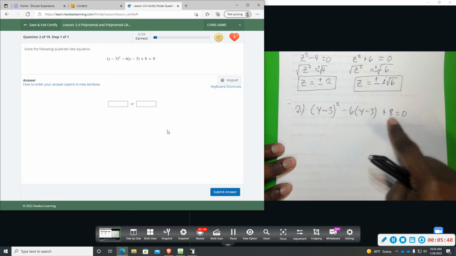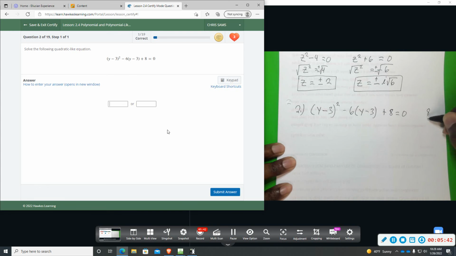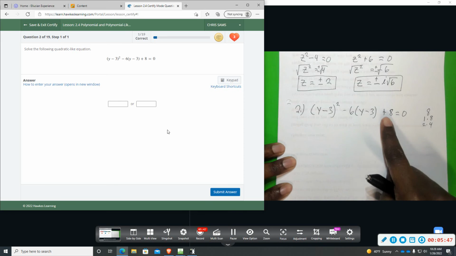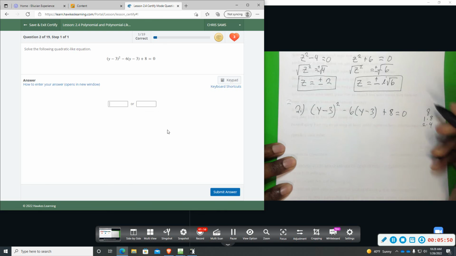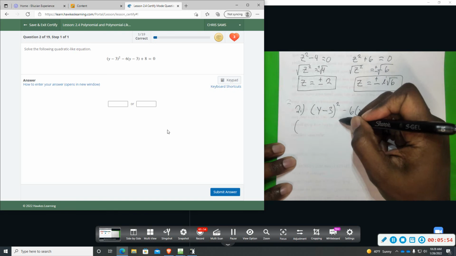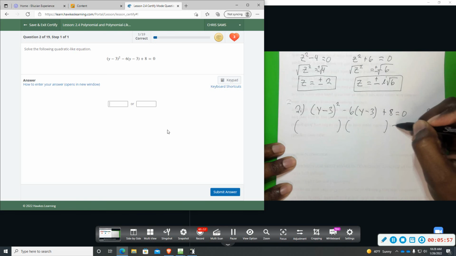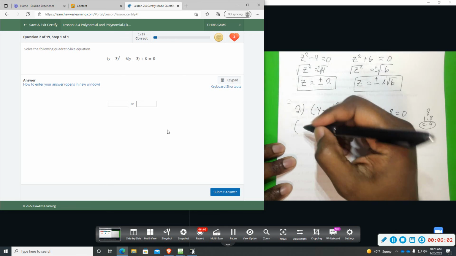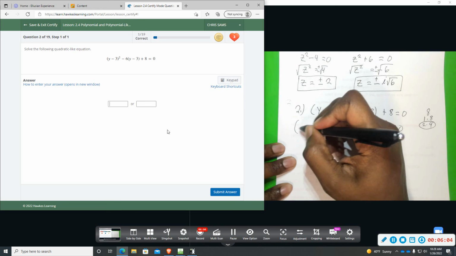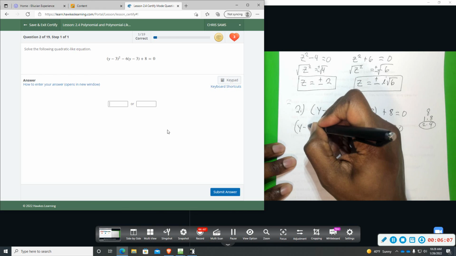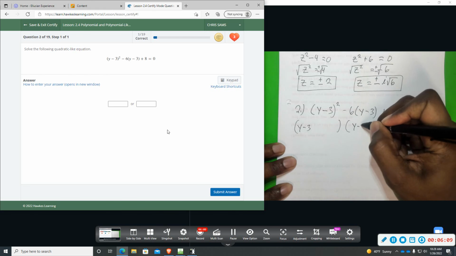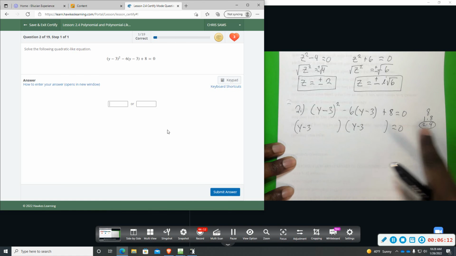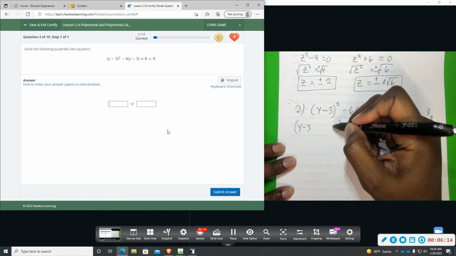1 times 8. Factors of 8: 1 and 8, 2 and 4. We're going to add to get 6. So I add 2 and 4. And then I'm going to write down 2 sets of parentheses. Again, this term is the same. I'm going to put that in front of both. It's kind of like splitting up the square, 1 here, 1 here. y minus 3 and y minus 3. That's acting as your x. And then the numbers we use at the back, 2 and 4.